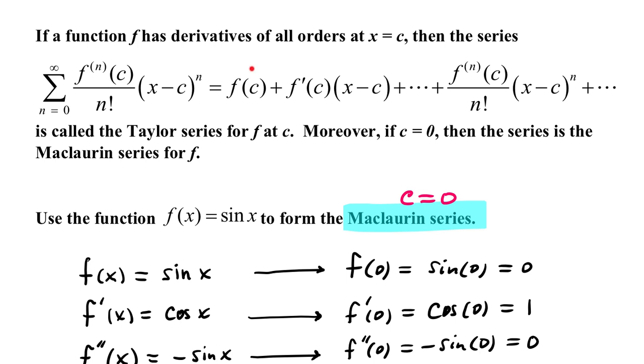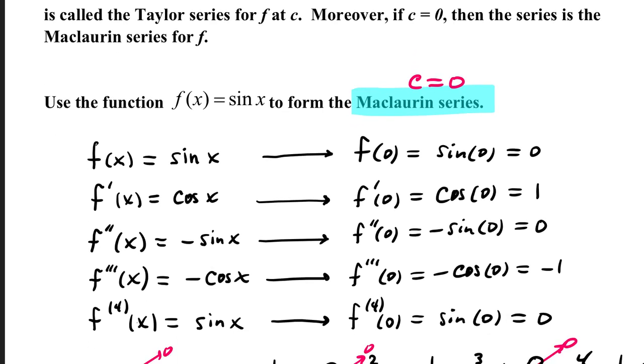Your first term will be f of c, wherever the center is located, plus the first derivative of the function evaluated at c, all the way till the upper bound of your sum. And because it's infinite, it never ends. This is called the Taylor series for f at c. If c equals 0, then the series is the Maclaurin series for your function. Let's look at an example.